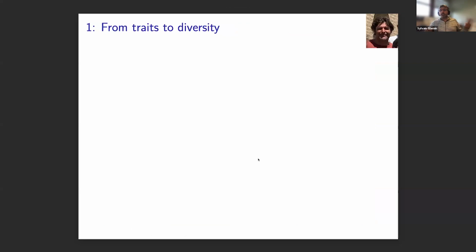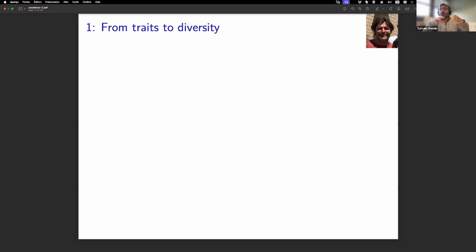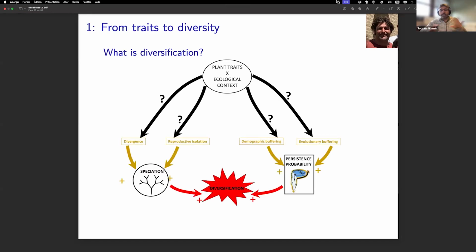So I'm going to present the first part, which is linked to this idea of trying to get a conceptual and theoretical framework to go from trait diversity, and especially reproductive trait diversity, to species diversity. So what we decided to do is to think with this kind of scheme. So actually, species diversity comes from the diversification process, and diversification, basically, is simply speciation minus extinction. And the question is how plant traits can be related to these big processes, so speciation and extinction.